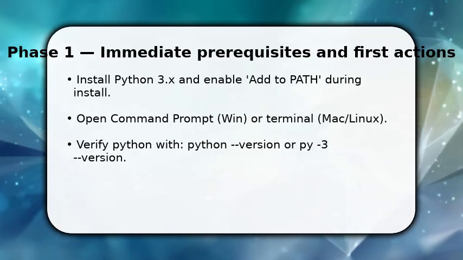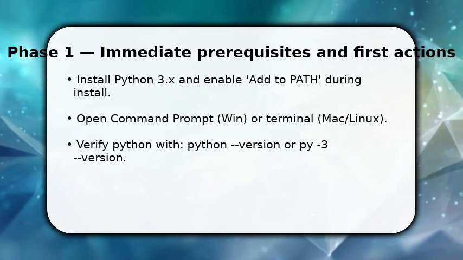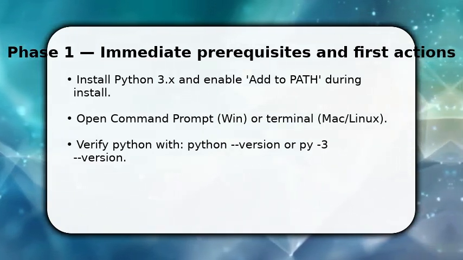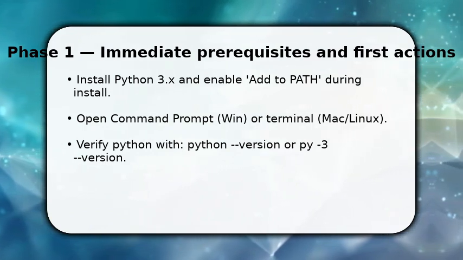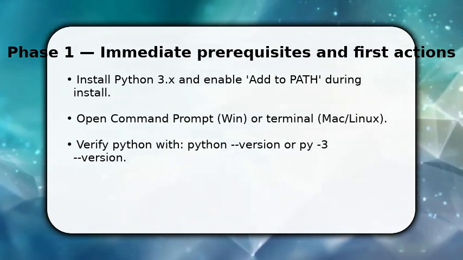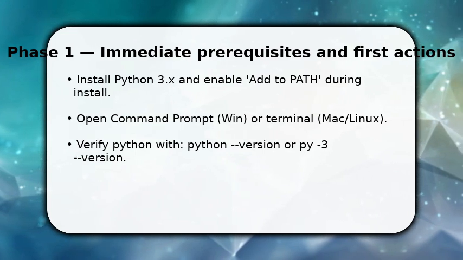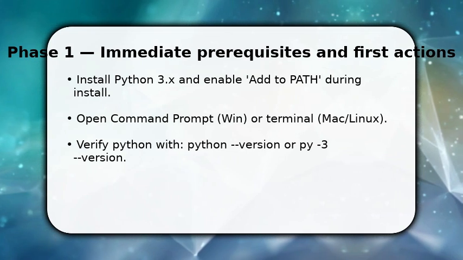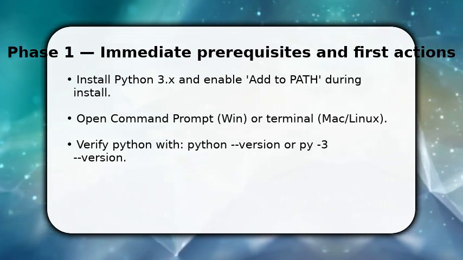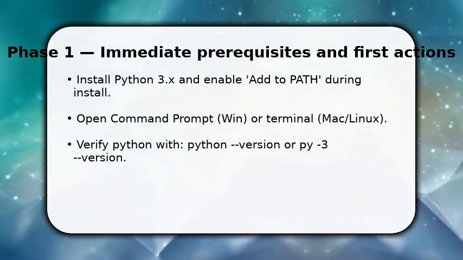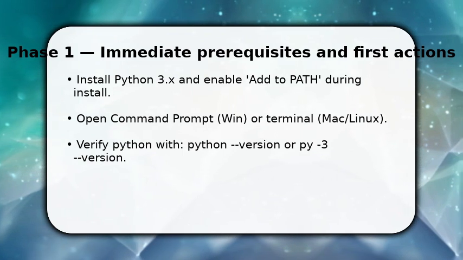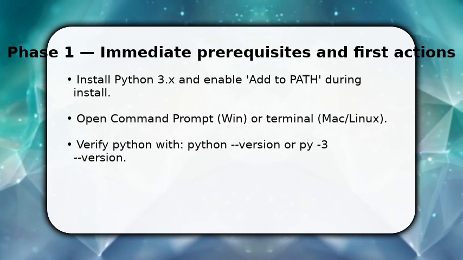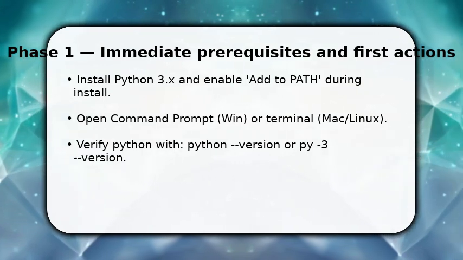You start by ensuring the essentials: Python 3.x installed and added to PATH. This lets the system find python.exe. Once done, open Command Prompt on Windows or a terminal on Mac and Linux. Now type python --version or py -3 --version to confirm. You should see a 3.x number. If you don't, make sure the installer's PATH box was checked or add the installation folder to PATH manually. This first check saves time later and proves the interpreter is reachable.